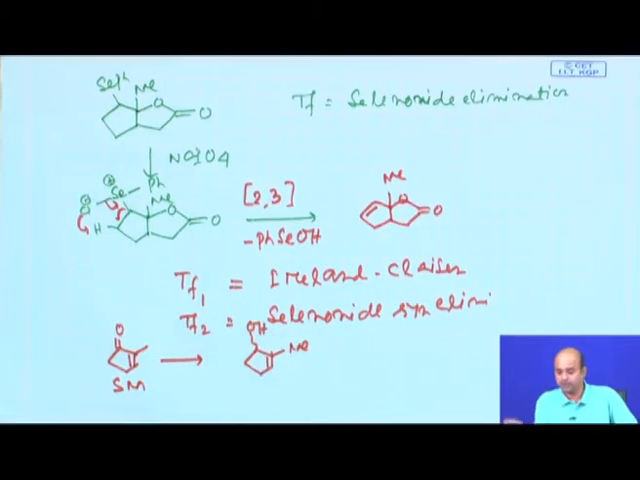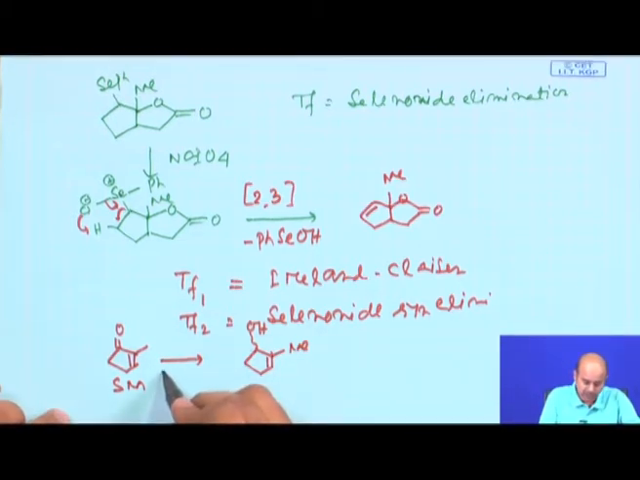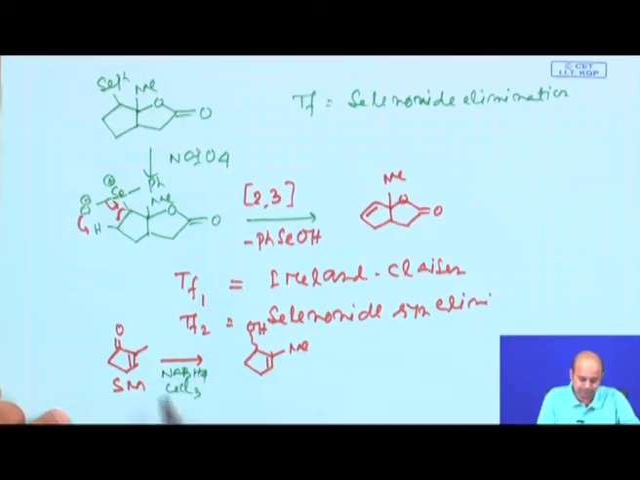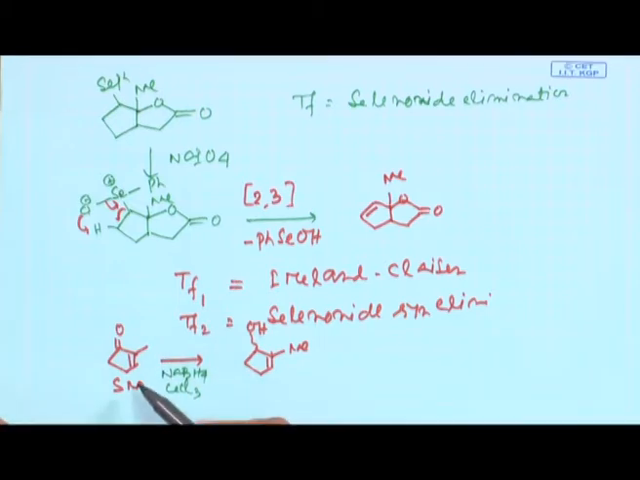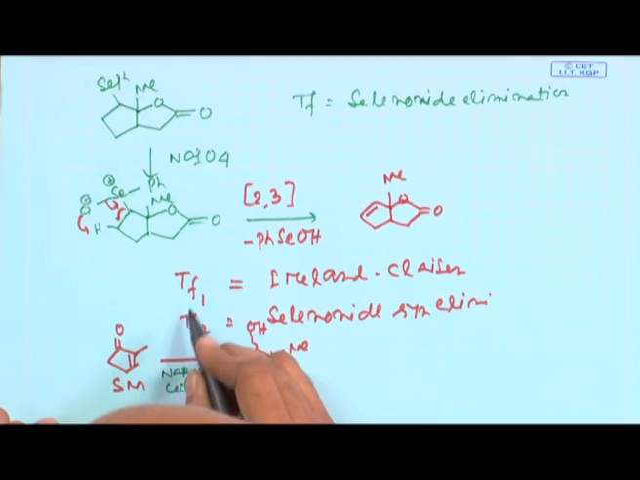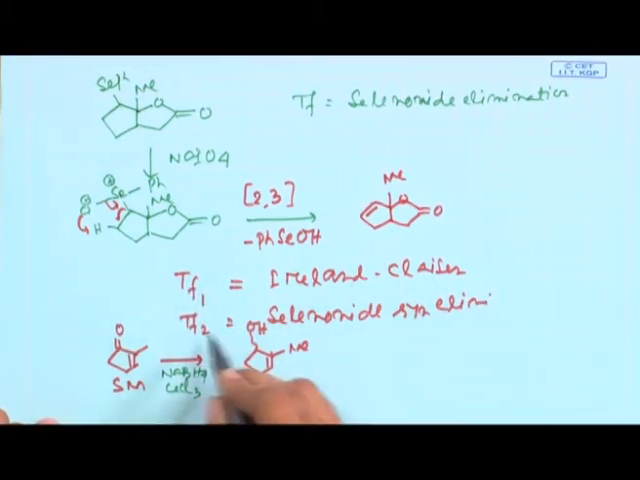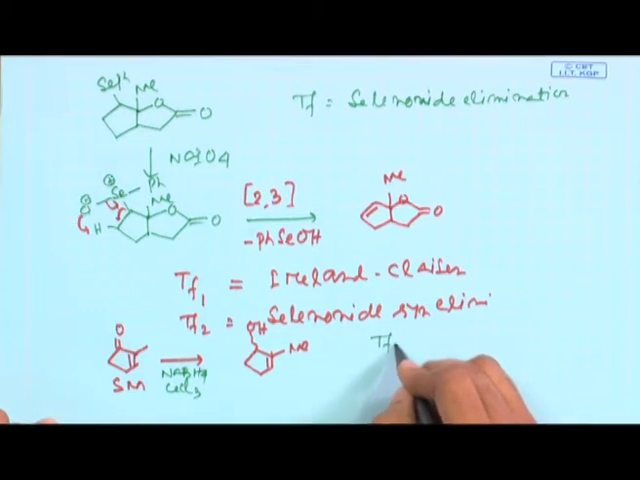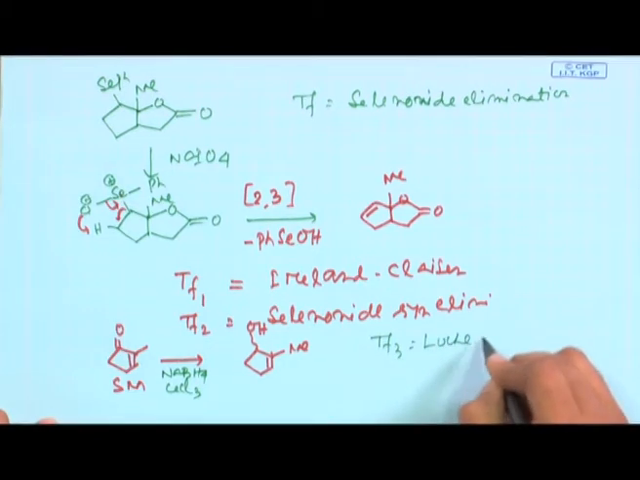How can you do it? We have discussed it. You can simply do a Luche reduction, just by reacting with sodium borohydride and cerium chloride. This does not attack the alpha-beta unsaturated system; only the 1,2 carbonyl reduction takes place and the 1,4 is unaffected. So, it is a chemoselective reduction. Transformation 1 is Ireland-Claisen, transformation 2 is selenoxide syn elimination, transformation 3 we used a Luche reduction.